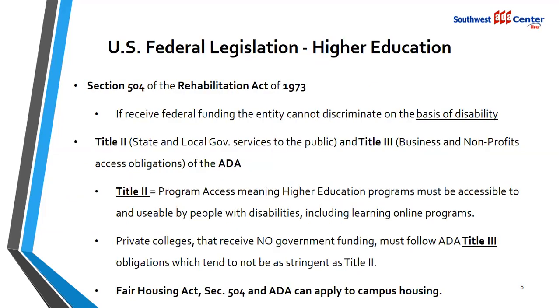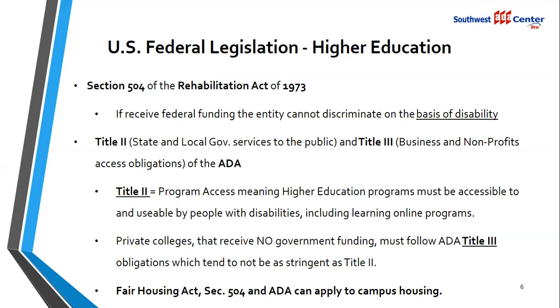So let's start with the law. Let's start with US federal legislation about higher education. Section 504 of the Rehabilitation Act of 1973. What this simply says is that if an entity, including higher education institutions, receives federal funding, that entity cannot discriminate on the basis of disability.